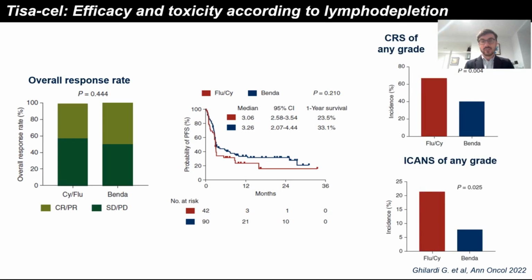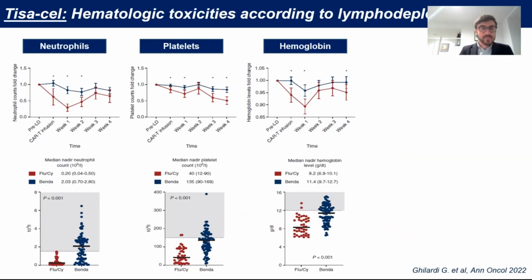You can see that the cytokine release syndrome is much lower with bendamustine, and likewise the neurotoxicity is even more pronouncedly decreased in the bendamustine arm as compared to fludarabine and cyclophosphamide. These are all patients with large B-cell lymphoma, and of course it's a retrospective study, so it's not random.